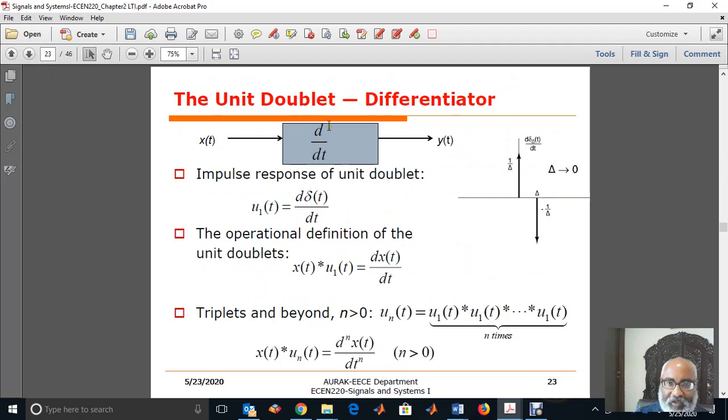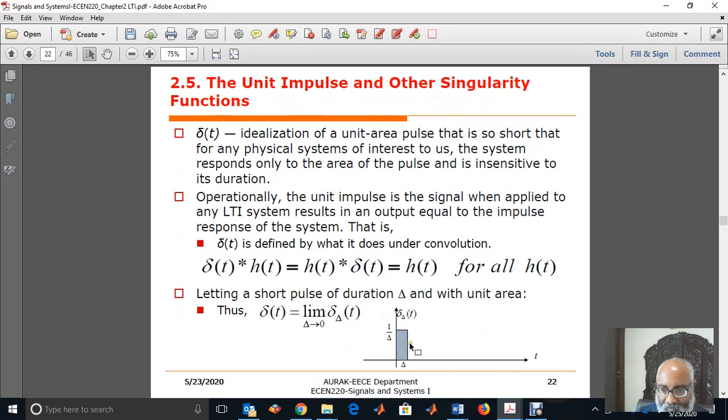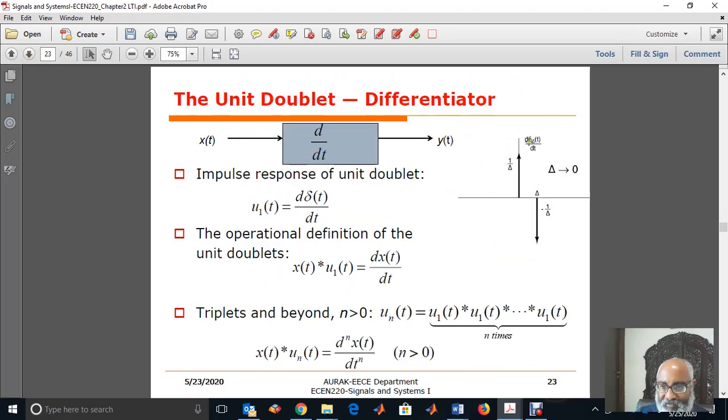Now, a unit doublet function is called the differentiator. If I take the derivative of this, I will have 1 over delta at 0 and negative 1 over delta at delta. So I have this: 1 over delta and negative 1 over delta, two impulses here at 0 and delta.